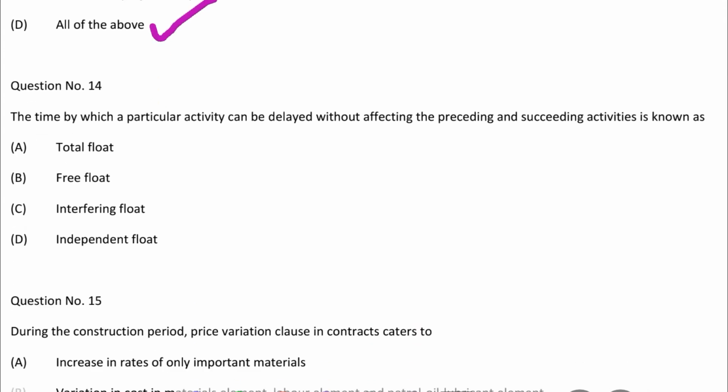So next question, the time by which a particular activity can be delayed without affecting the preceding and succeeding activities is known as option A total float, option B free float, option C interfering float, option D independent float. So the correct answer is option D independent float.